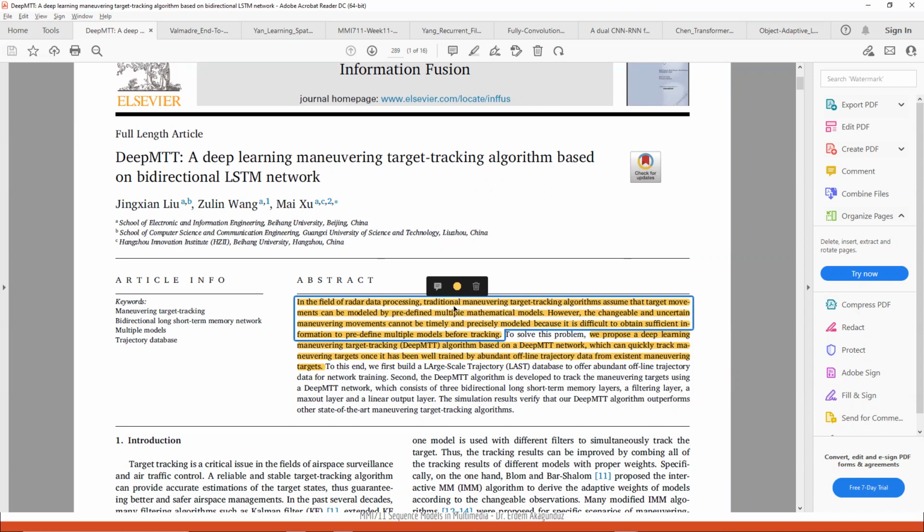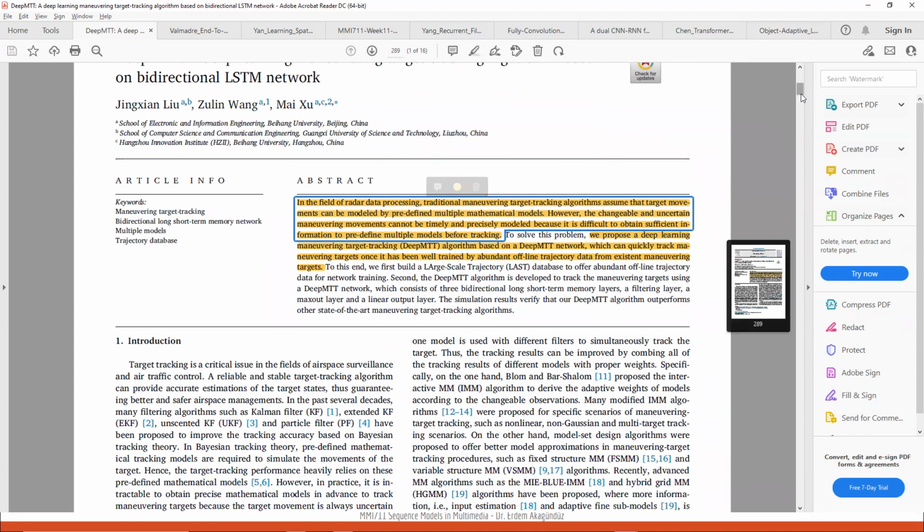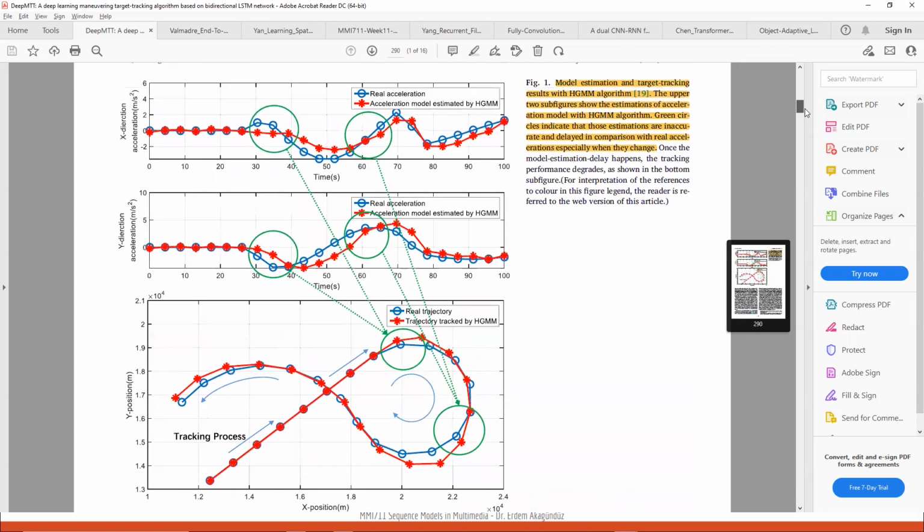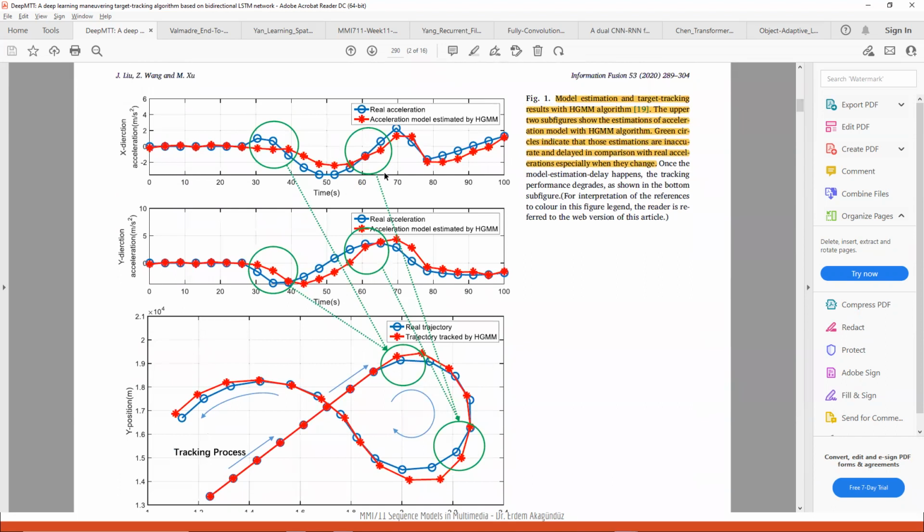So if it's a linear Kalman model, it assumes a linear model. If it's an extended Kalman model, maybe it could assume, I don't know, second order movement. But these models are fixed models. So what they do is, actually, this is a very nice paper. If you're into target tracking, it talks about these models right there.